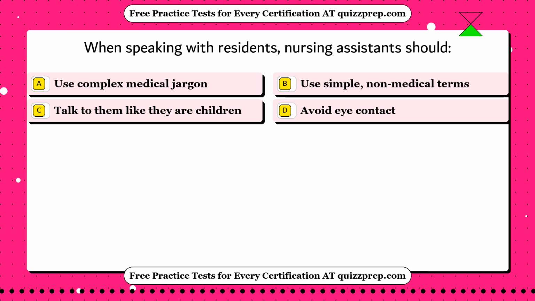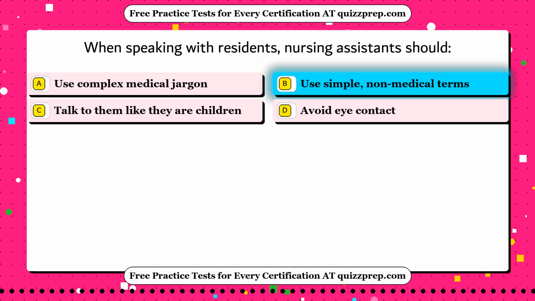Question 11. When speaking with residents, nursing assistants should: Option A, use complex medical jargon. Option B, use simple, non-medical terms. Option C, talk to them like they are children. Option D, avoid eye contact.